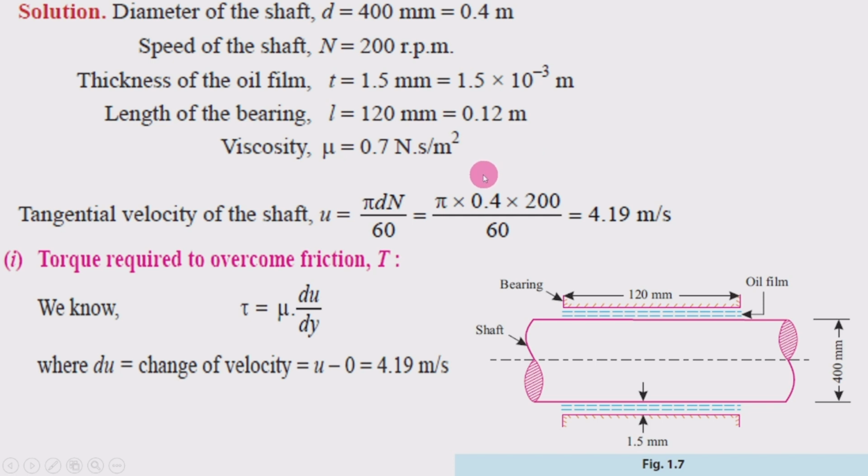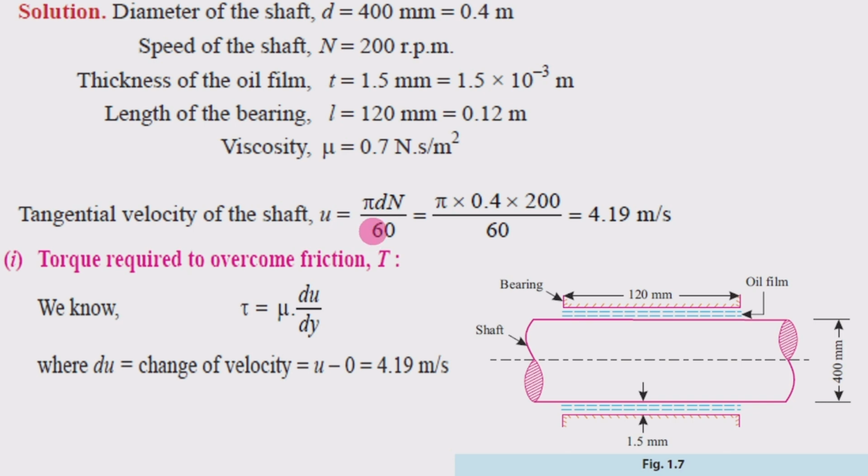Here first we'll take the rotational speed of the shaft, which is given in revolutions per minute, rpm. First, we'll take the tangential velocity of the shaft, or a linear velocity of the shaft, we can say, and that is u, linear velocity.